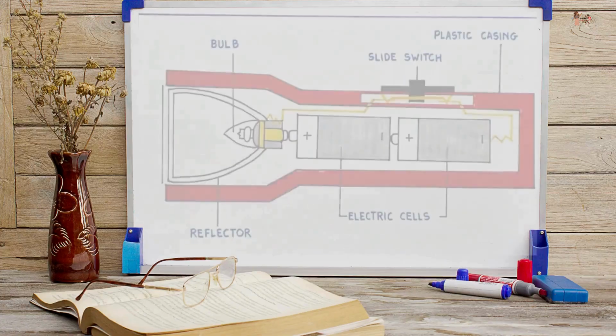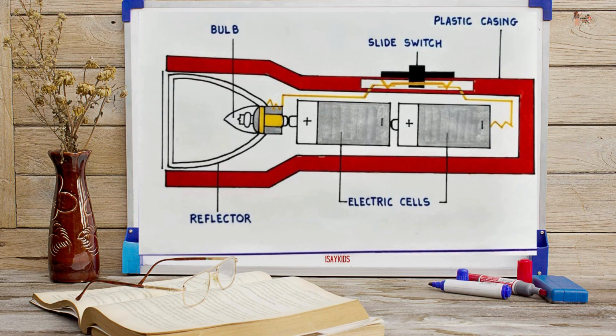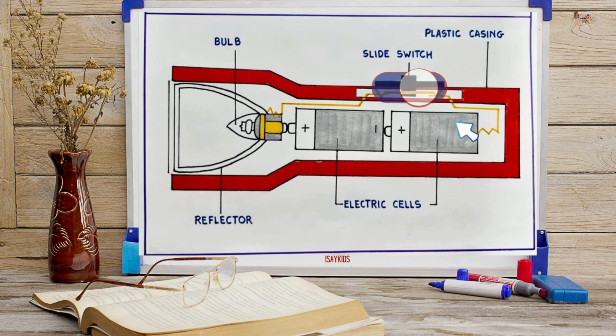Now, let me show you the inside view of a torch. The slide switch that you see here can complete the circuit, thus making the bulb glow, or break the circuit.